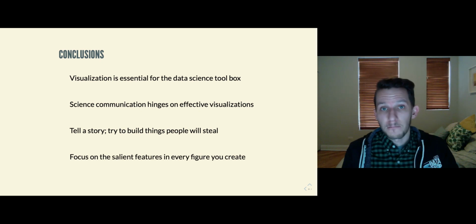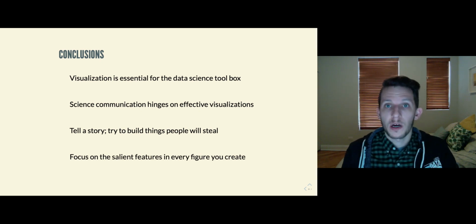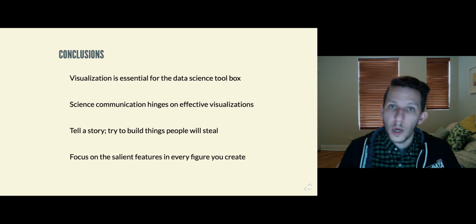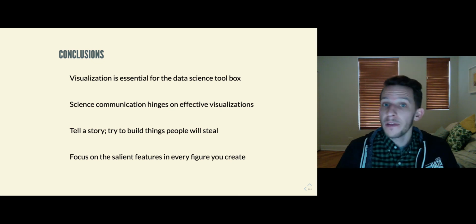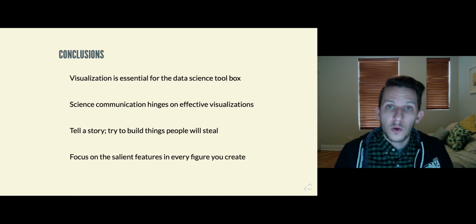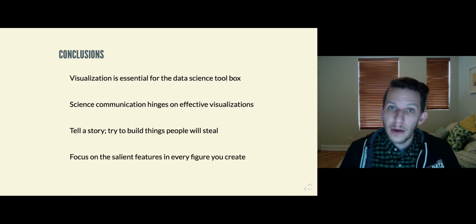Okay? And finally, before we jump into the notebook and start working on the problems associated with this lecture, I just want to remind you that focusing on the salient features allows you to accomplish all of the different goals that we talked about today. The salient features go back to what is the purpose of this figure. The salient features inform what is going to be the newspaper headline. The salient features, if they are appropriately highlighted, will create effective visualization that then makes other people want to steal your figures. So for every visualization that you make, figure out what the salient features are and how you highlight those in service of telling your story.